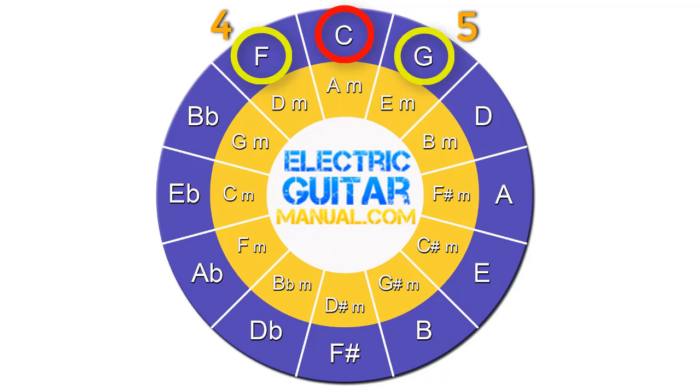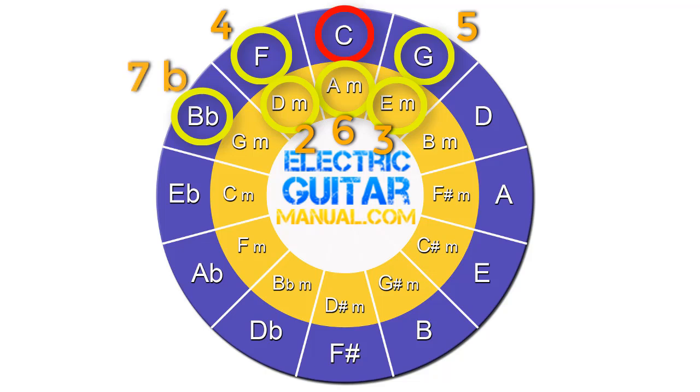Just below C, and inside the yellow circle we have its relative minor, A minor. Another chord that is widely used in most songs. To the left of A minor we have the second of C, D minor, and to the right would be the third, E minor. The seventh chord, or seventh degree, would be to the left of the fourth degree, but a semitone lower, B flat, and it would be played in major.